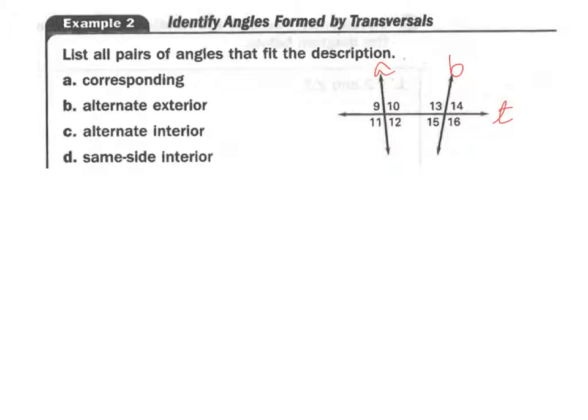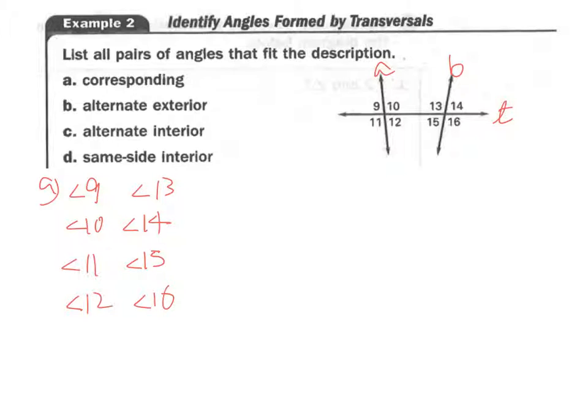So corresponding angles, I would have angle 9 corresponding to angle 13. Angle 10 is corresponding to 14. Angle 11 is corresponding to 15. And angle 12 is corresponding to 16. That's the answer for A.